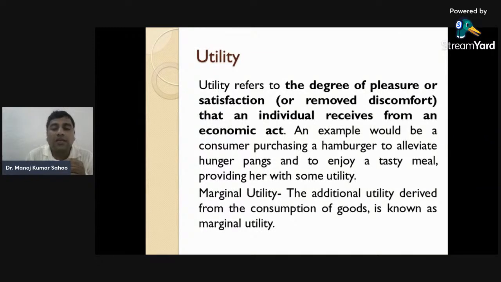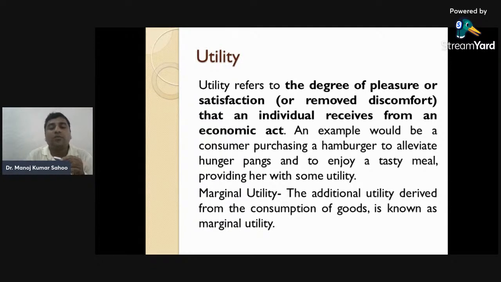Marginal utility. The additional utility we derive from the consumption of goods is known as marginal utility. Suppose we consume the first chocolate and we get 10 units of satisfaction. When we consume the second chocolate, then we get, suppose, 20 units of satisfaction. Now, what is the marginal utility we derive from the second chocolate? 20 minus 10, that is equal to 10. So that additional 10 is known as the marginal utility, or the consumption of an extra unit of output. एक यूनिट एक्स्ट्रा कंजम्पशन करने से हमें कितना एक्स्ट्रा अमाउंट ऑफ मार्जिनल यूटिलिटी मिलता है, that additional or extra amount is known as the marginal utility.